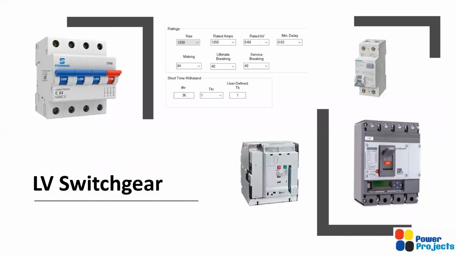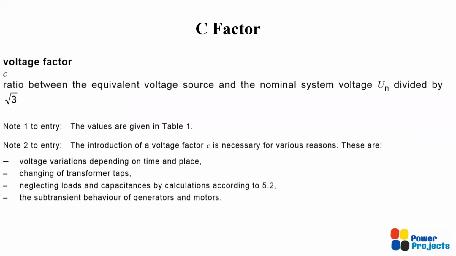So this is probably for LV switchgears, low voltage MCBs, MCCBs, air circuit breakers. So the interesting fact of IEC 60909 is the C factor. The C factor needs to be essentially considered for all your systems. Most of the time when you're doing manual calculations, you may not be aware that the C factor is there.